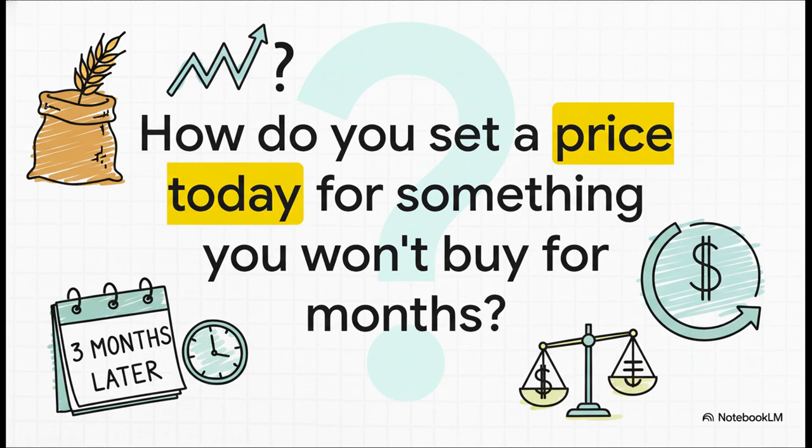Imagine you're going to need to buy something really important, say a ton of wheat for your bakery, but you don't need it for another 3 months. How on earth do you agree on a fair price today when you have no idea what the market's going to look like then? That one simple question, that's the key to understanding all of this.